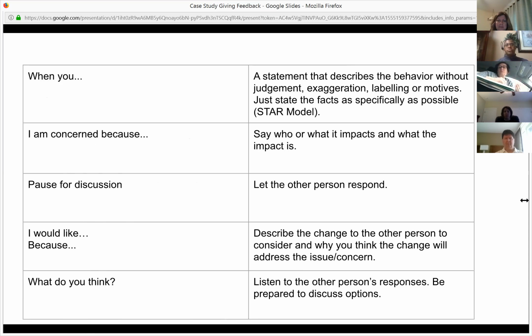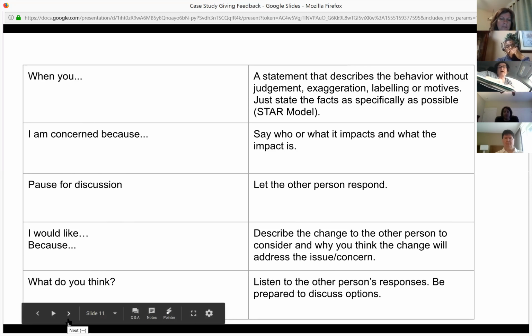So you make statements that describe the behavior without judgment, exaggeration, or labeling, and you say who it impacts and what the impact is. Then pause for discussion to let the other person, in this case Jasmine, respond. "I would like to," or "because," and this sets the stage for you to begin to create an action plan with Jasmine. Then asking "what do you think?" allows her to provide feedback and give input on the action plan.